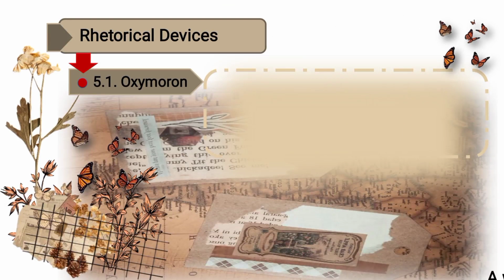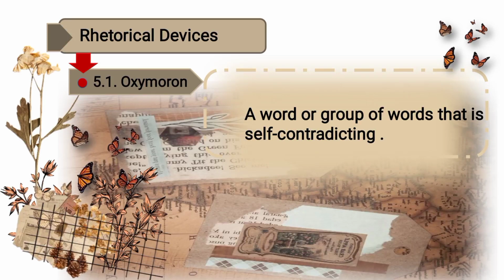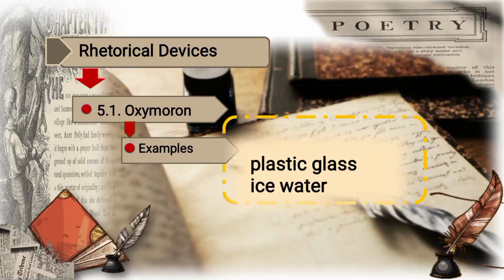It is a word or group of words that is self-contradicting. It is similar to such other devices as paradox and antithesis. It is often used in poetry or other literature. Like for example, bittersweet, plastic glass, and ice water. So those are the examples of oxymoron.